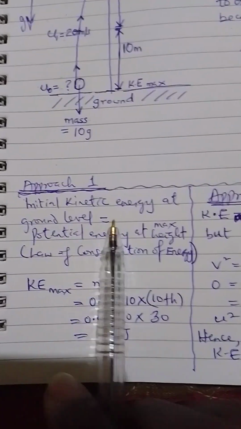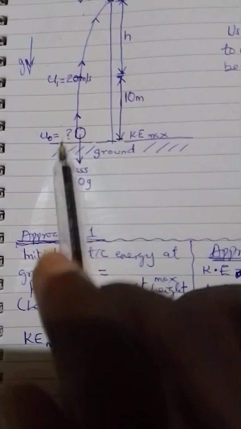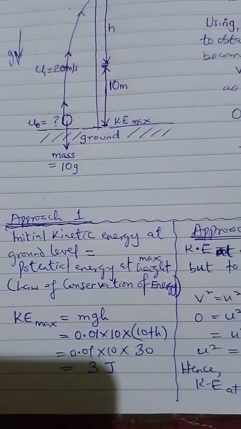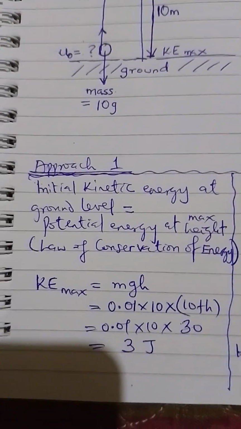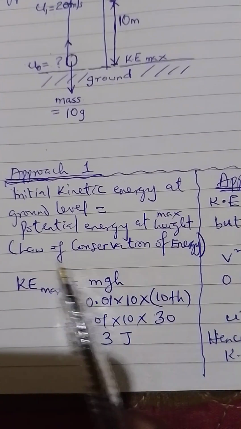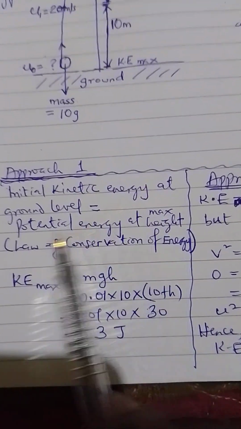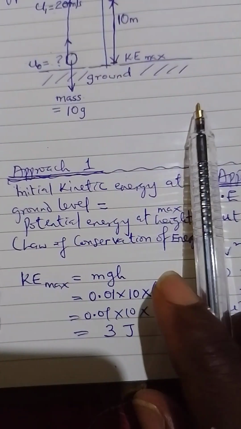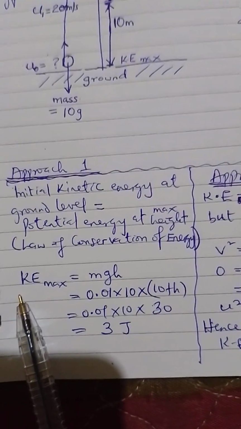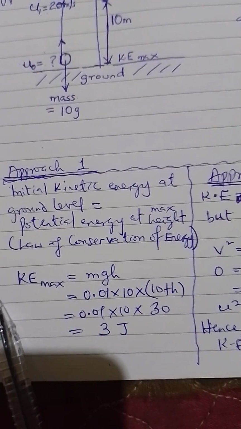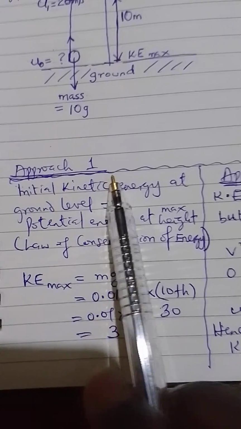We state that initial kinetic energy at ground level will be equal to the potential energy at maximum height. Because in the law of conservation of energy, energy is being transformed from kinetic energy to potential energy, but it's neither increasing nor decreasing. Energy is neither lost nor gained, but only transforms from one form to another.